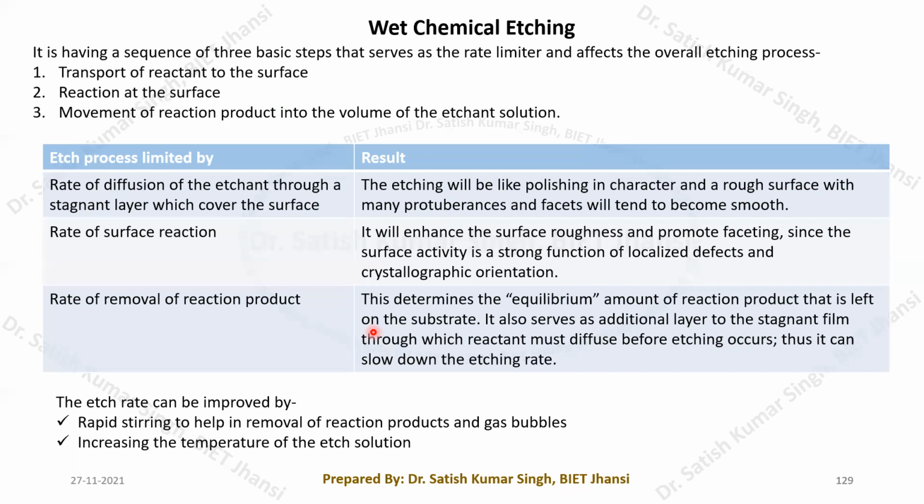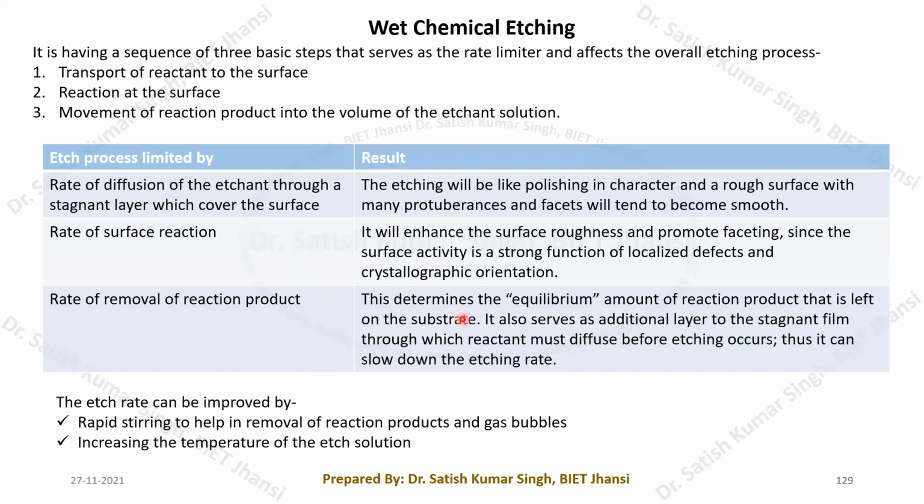Similarly, it has been found that if we increase the temperature of the etch solution, then again the etch rate can also be improved. This etching process or etch rate can be improved. It is found that if we increase it by 10 degrees centigrade, almost we can double the etch rate.